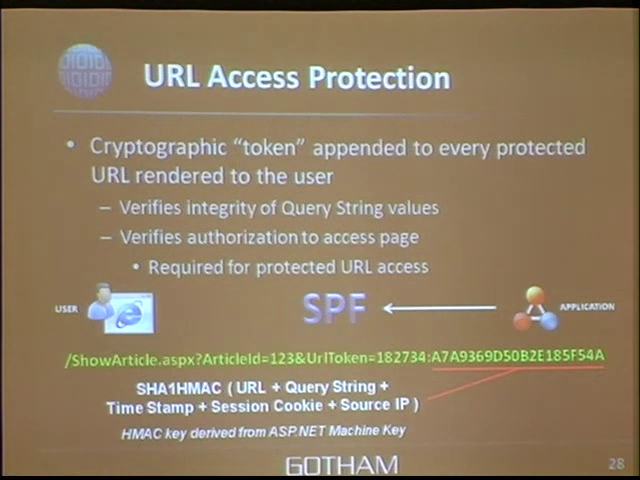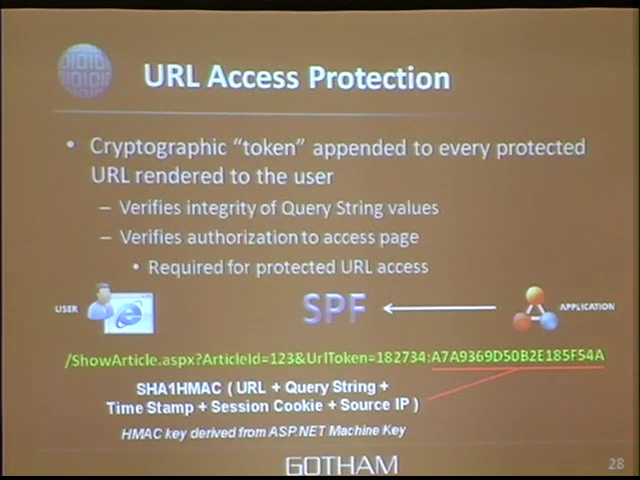And then every time there's a new request issued to SPF, it'll send you a session cookie that's almost like a session ID. That's just a random GUID that it generates. And that cookie is also included when it calculates this SHA-1 HMAC along with your source IP address. So when the request comes back in, SPF is going to say, okay, you're asking for this page, let me pull your token, and let me recalculate the HMAC. If it fails, it's not going to let you in.